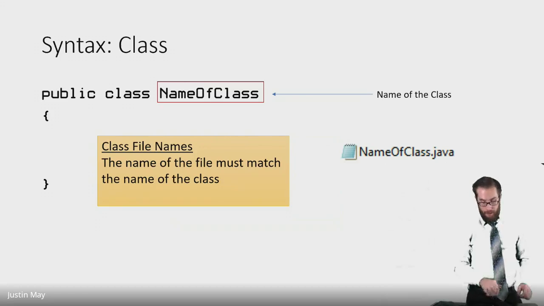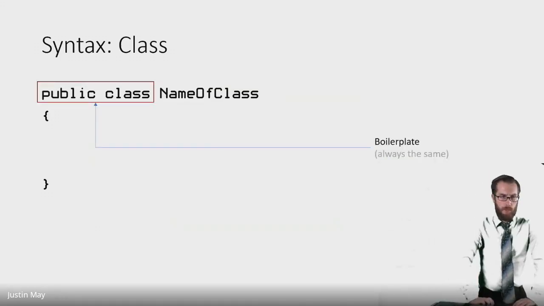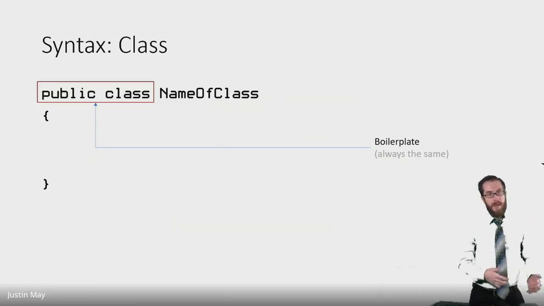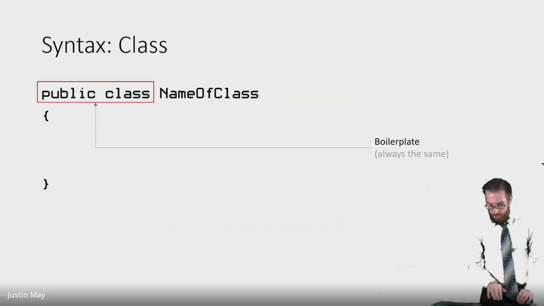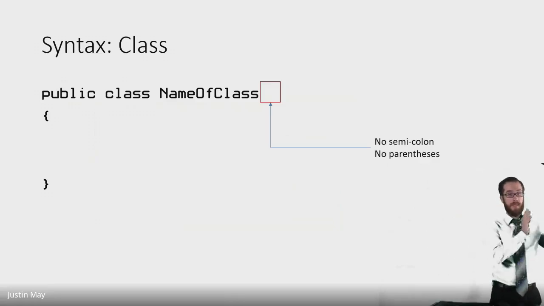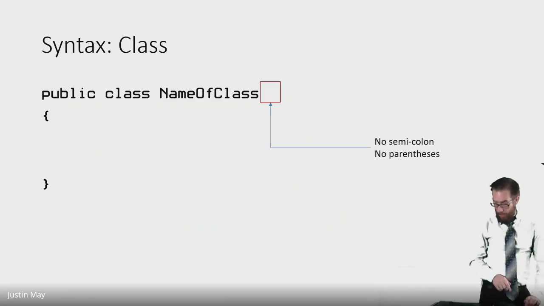and spelling matter. The rest of this header is just boilerplate. So public class is just always what your class is going to start with, and then you get to pick what you want to name it. Notice that there's no semicolon or parentheses at the end of this header. It's just public class, name of class. That's it. And then you've got your curly braces that go below it.